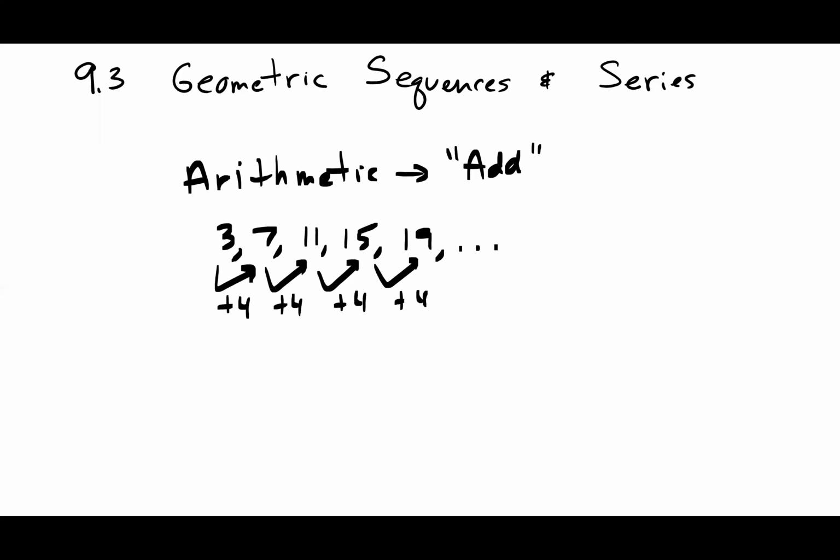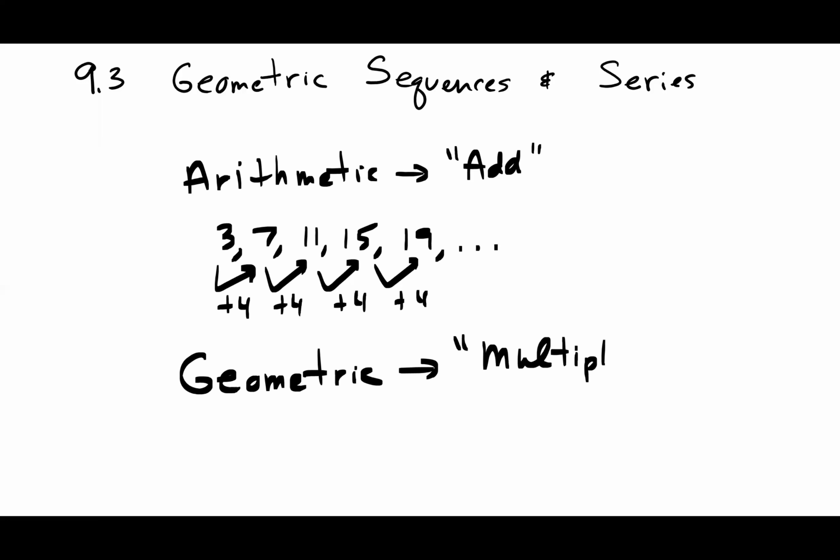Okay, so now 9.3 comes along, and we have ourselves a geometric sequence or geometric series. What does that mean? It means multiply. That's what it means. Multiplying to get to the next level. That's the difference between the two. So let's set up one here: 2, 4, 8, 16, and 32, and so on.